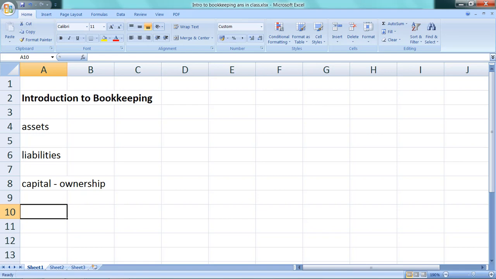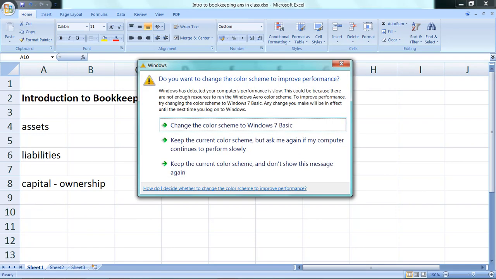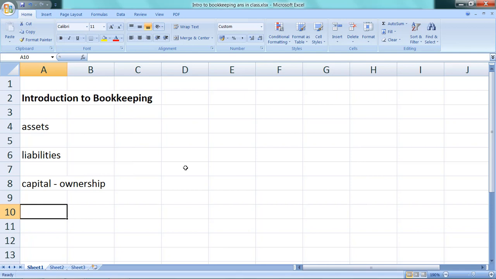Profits during the year are good news here because the value of my assets will go up, and the ownership value or the ownership interest will go up as well. Okay? So you've got an increase here and then you've got an increase there. This is what's known as my accounting equation.